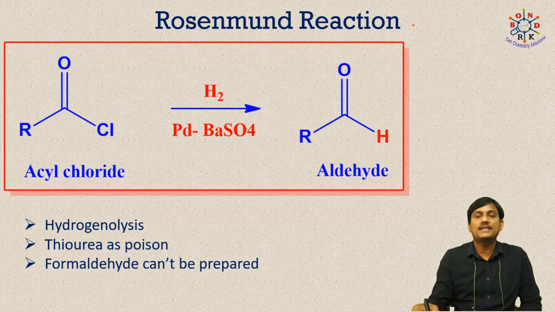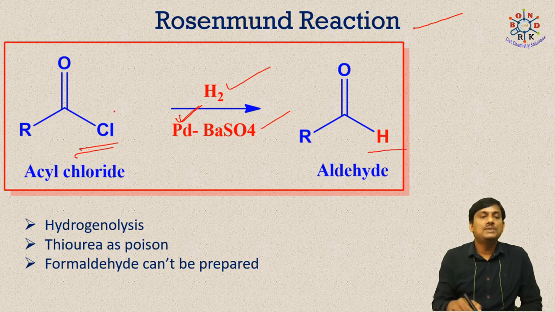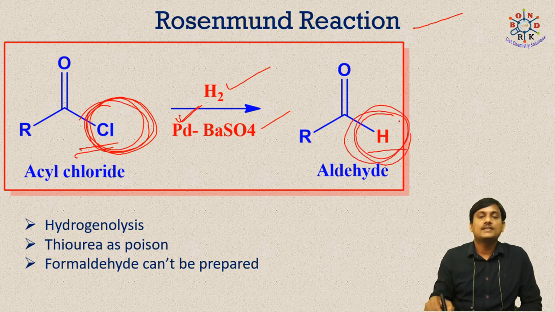Rosenmund reduction. The reagent which is used in Rosenmund reduction is H2 and palladium deposited over barium sulfate. Here the acyl chloride is converted into aldehyde. Simply, in chlorine's place there is a hydrogenolysis, a substitution of hydrogen. Sometimes thiourea is used as a poison. When the reactivity of acyl chloride is more, there is a possibility of formation of alcohols. To prevent that reaction, sometimes thiourea is used as a poison.